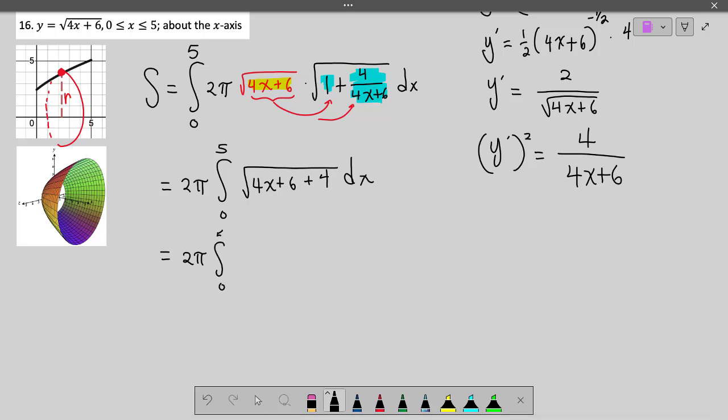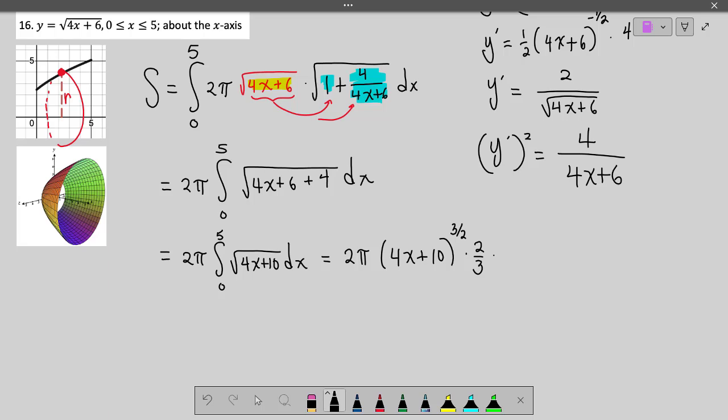So we have the integral from 0 to 5, square root of 4x plus 10. All right, we're back to the integral of the square root of a linear. Piece of cake. We take the 4x plus 10. It's raised to the half power. We add 1 to that and get 3 halves. We divide by 3 halves, which means multiply by 2/3.